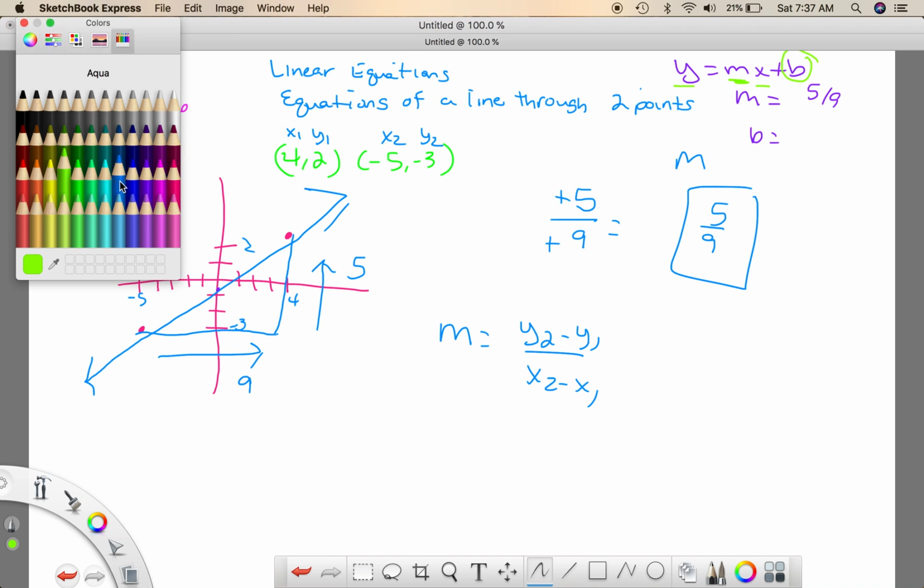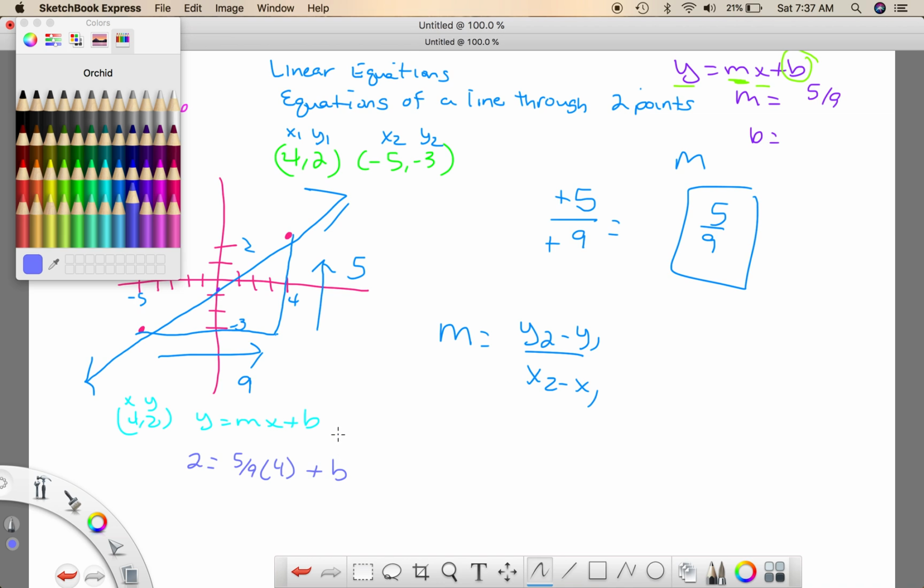So we're going to take this equation and use 4, 2. Using 4 comma 2 and the equation y equals mx plus b, this is x and this is y. So I'm going to plug it in. I'm going to have 2 equals, my slope is 5/9, my x is 4, plus b.